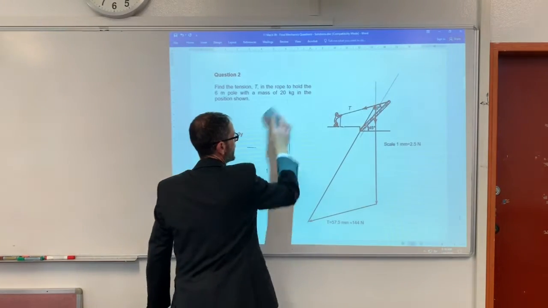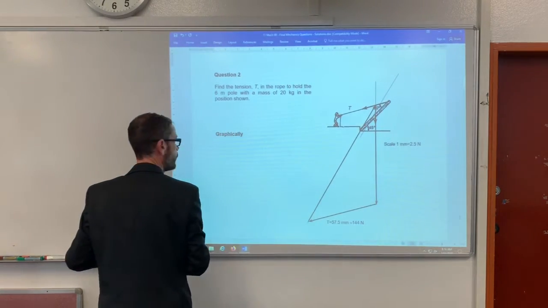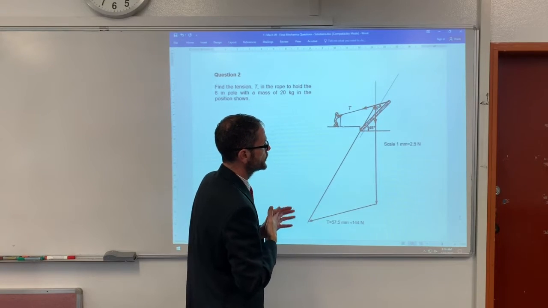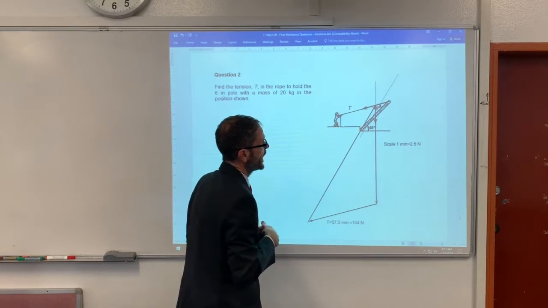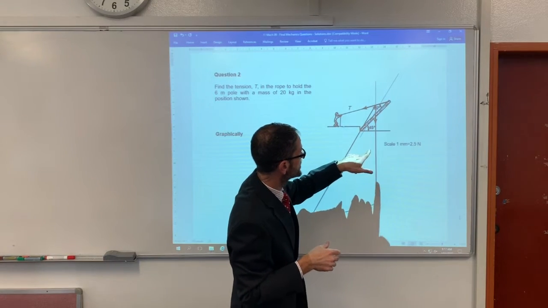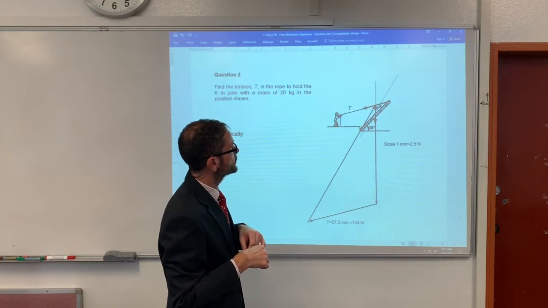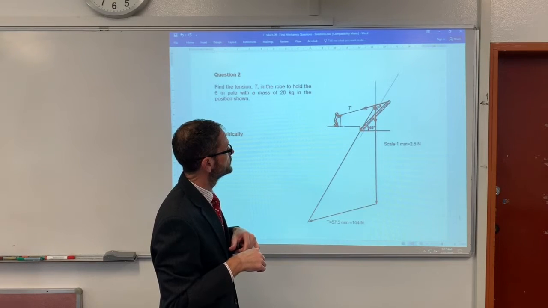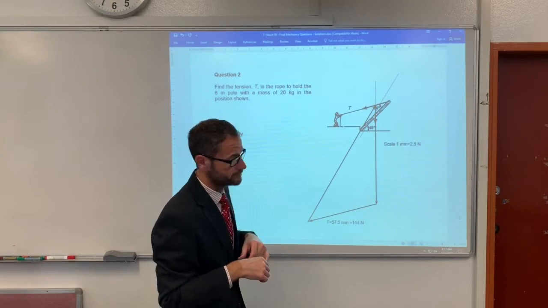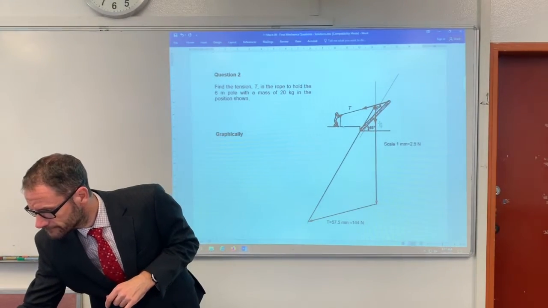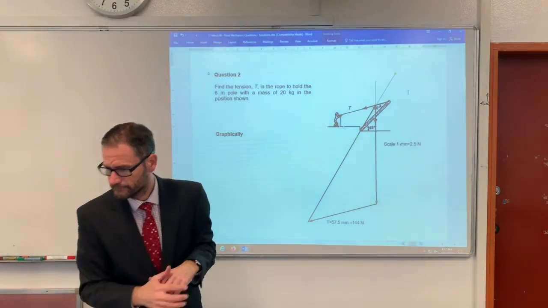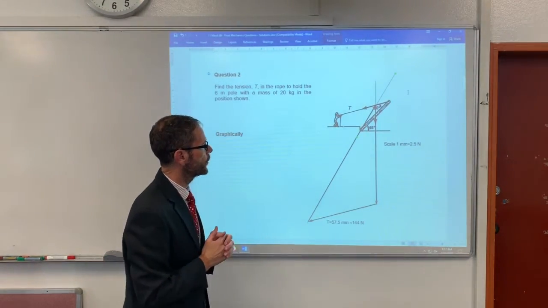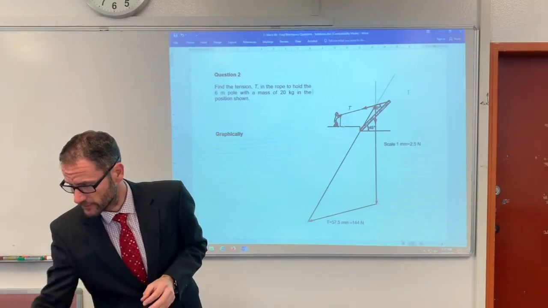If I now look at the graphical solution, like I did with the text, I've extended the line of action here like so. Let's have a look at what I've done here with the graphical solution.